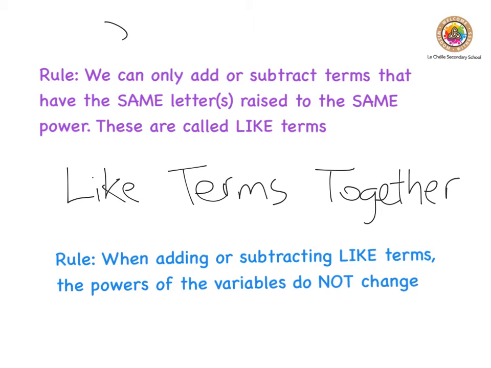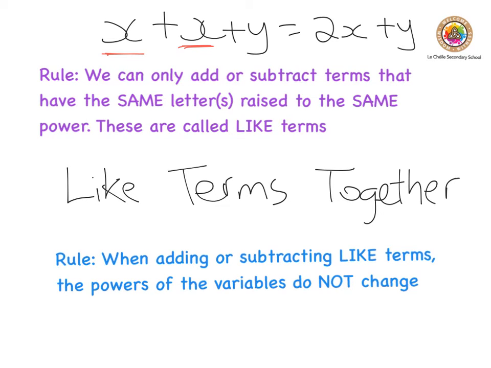That means if I have x plus y, and I want to tidy that up, well, I can only put the things that are the same together. So this has the same letter and the same letter. So if I have two of these x's, that means I have 2x plus 1y. And that's it tidied up.